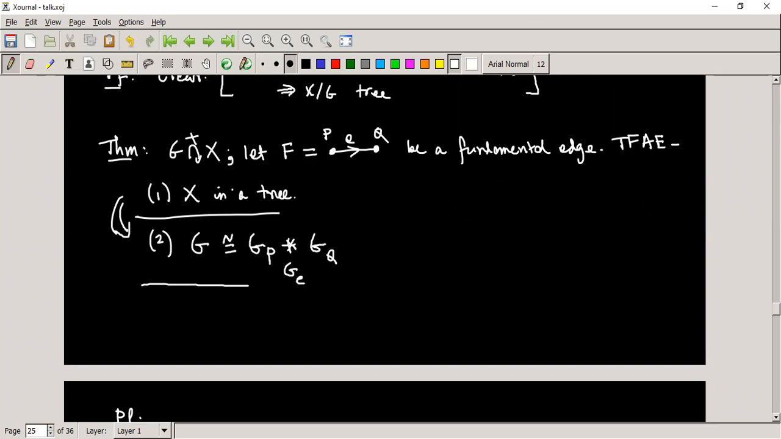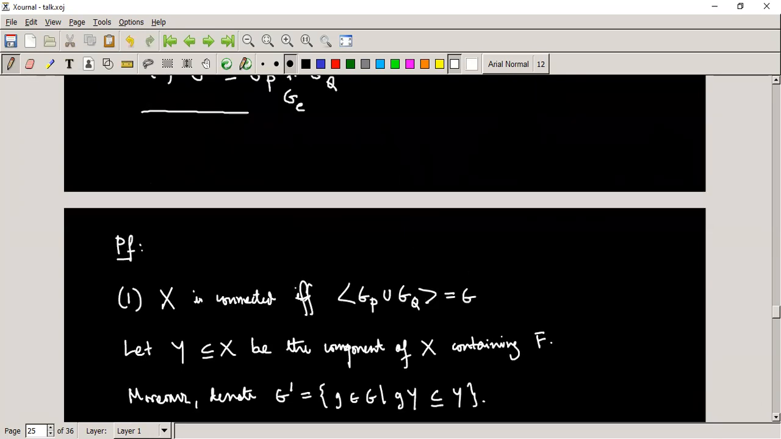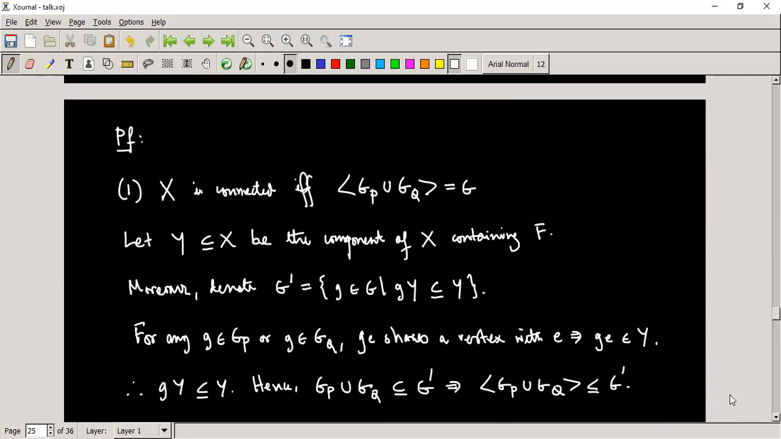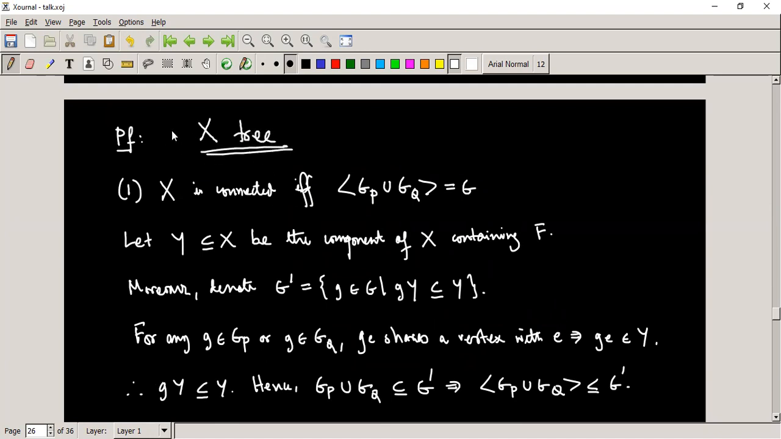So G is a group acting on a tree without inversions, and this is a fundamental edge joining P and Q, two vertices with an edge between them. The following are equivalent. Well, I'll prove one direction: that if X is a tree, then G is isomorphic to the amalgamated product of GP and GQ along the stabilizer of E. Okay. So proof, part one. I'm assuming X is a tree. I'm doing one direction only.